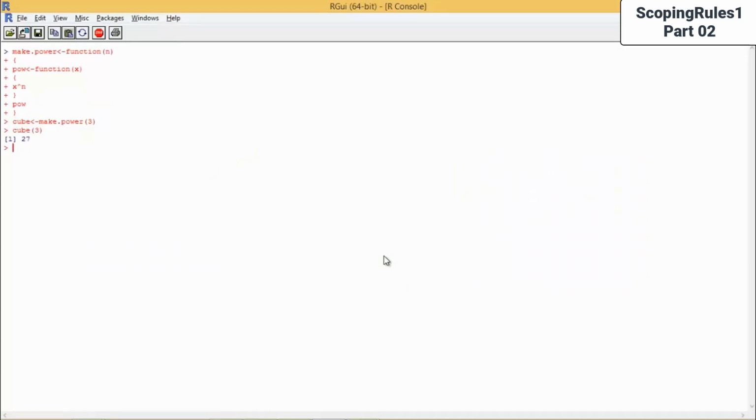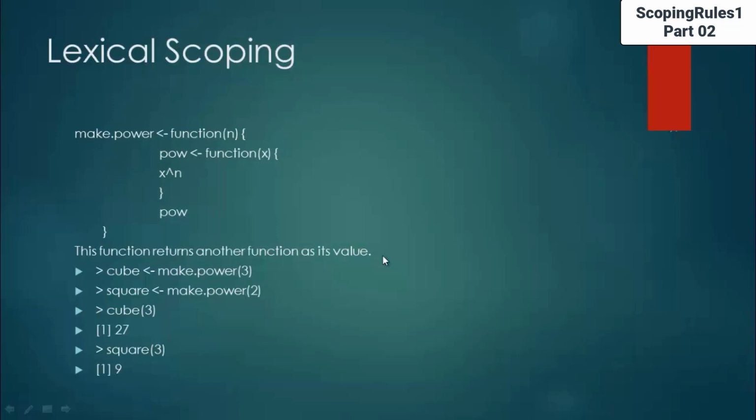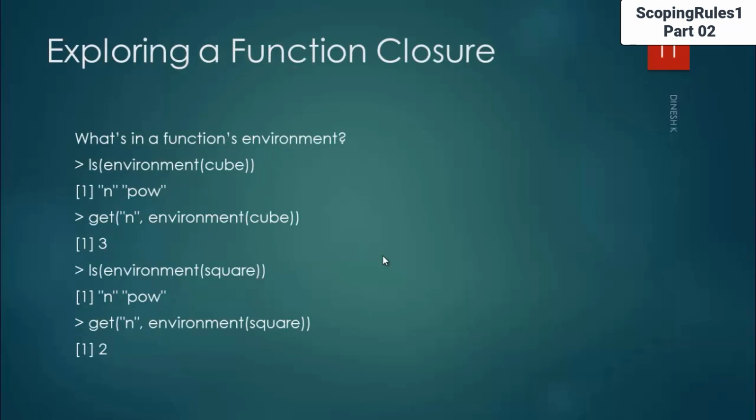There are two values passed in, x and n: x is equal to 3, n is equal to 3. That's the reason you're getting 27. This is where lexical scoping comes into play, and exploring a function closure.